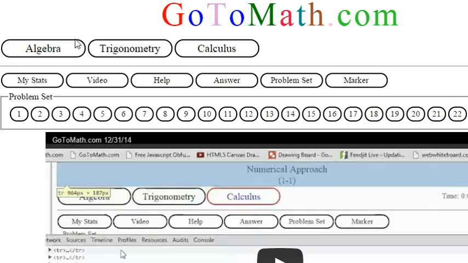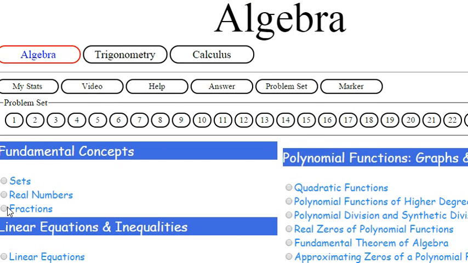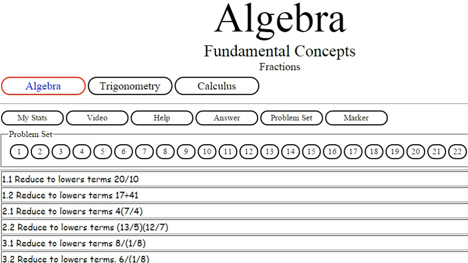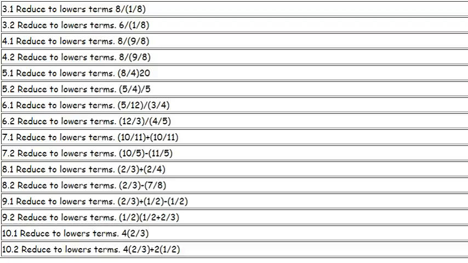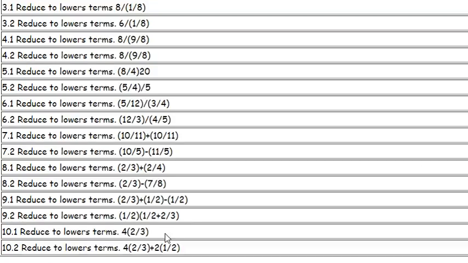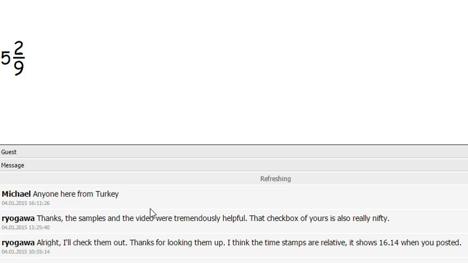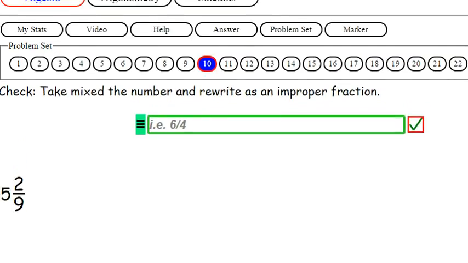Okay, so we're over here at gotomath.com. Let's click on algebra, go down to fractions. We're doing a little refresher course on this, or maybe you're learning it for the first time. And I believe we're looking at 10.1. So let's take a look at that.